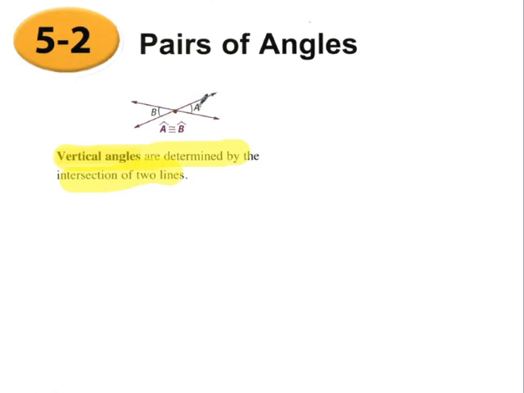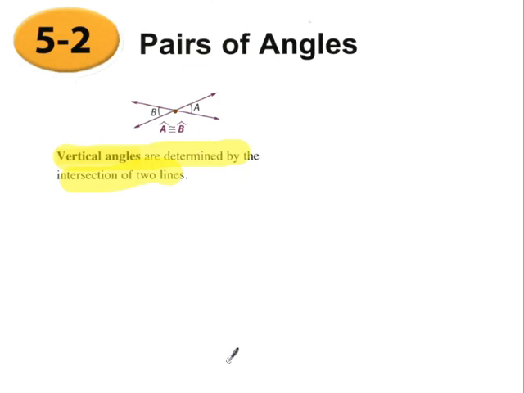So angle A and angle B are congruent. Congruent means, if you remember chapter 5, section 1, they have the same measure. So when they are congruent, they have the same measure. Of course, the opposite angles in the intersecting lines, we call them vertical angles, and they are congruent. So think about it. These acute angles are congruent. Of course, these two sides are congruent too.